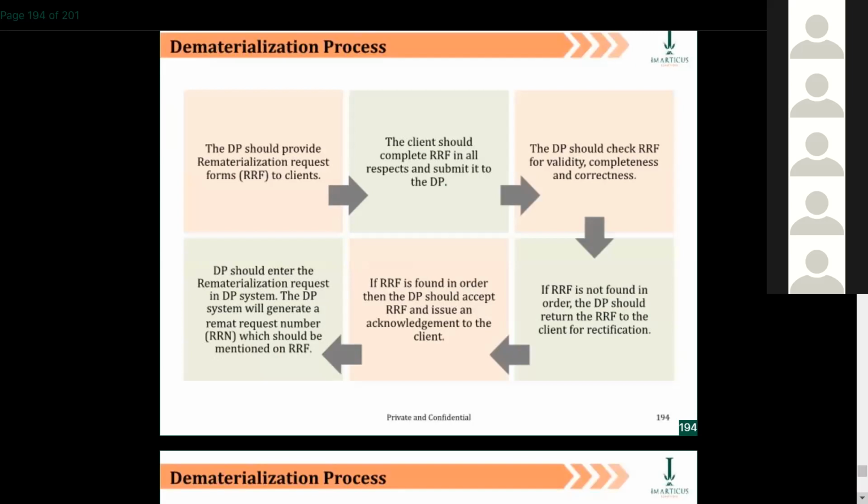If the RRF is found in order, the DP should accept it; if not found in order, it should be returned to the client for rectification. If the remat request form is found in order, then DP should accept RRF and issue an acknowledgement to the client. DP should enter the rematerialization request in DP system. The DP system will generate a remat request number or RRN, which should be mentioned on the RRF.